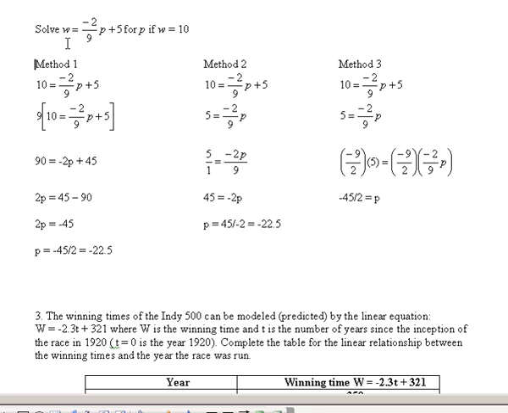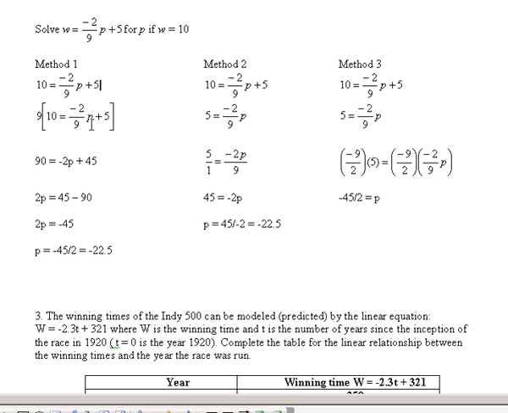This problem says solve W equals negative 2/9 P plus 5 for P if W equals 10. So we're going to put the 10 in for W, and I have this solved several ways. Here's multiplying by the common denominator. We get 10 equals negative 2/9 P plus 5 right there. Now, multiplying by the common denominator, which is 9, I put all this in brackets and I multiply by 9. 9 times 10 is 90. 9 goes into 9 one time. 1 times negative 2 is negative 2, and that would be negative 2p.